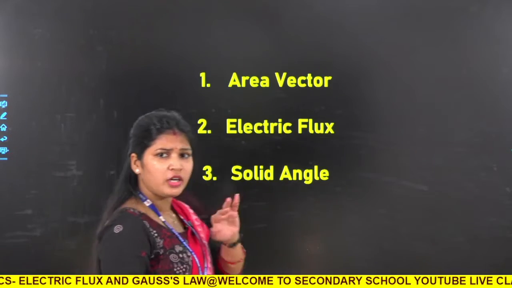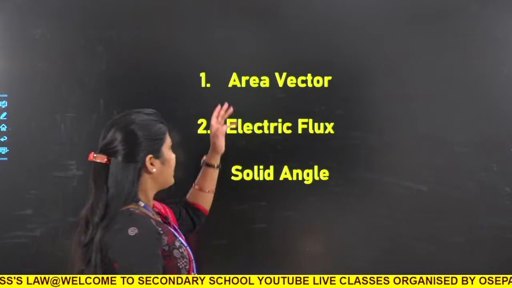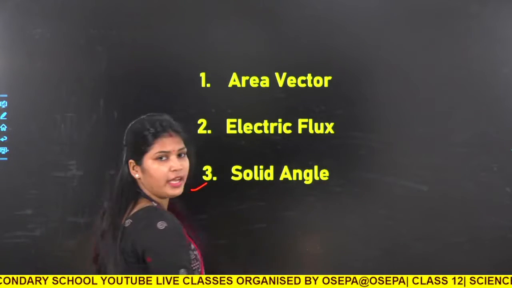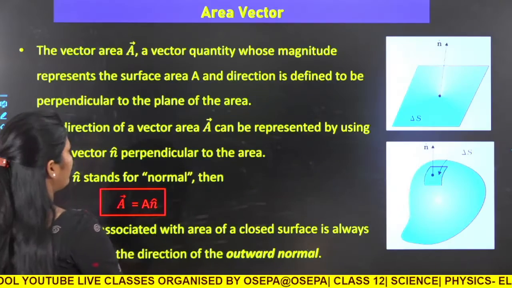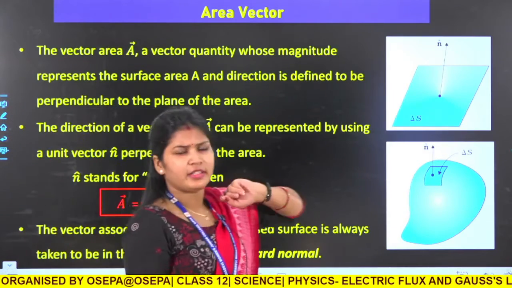In order to understand Gauss law, we should know three important points. What are they? First area vector, then electric flux and then solid angle. First, what is area vector?